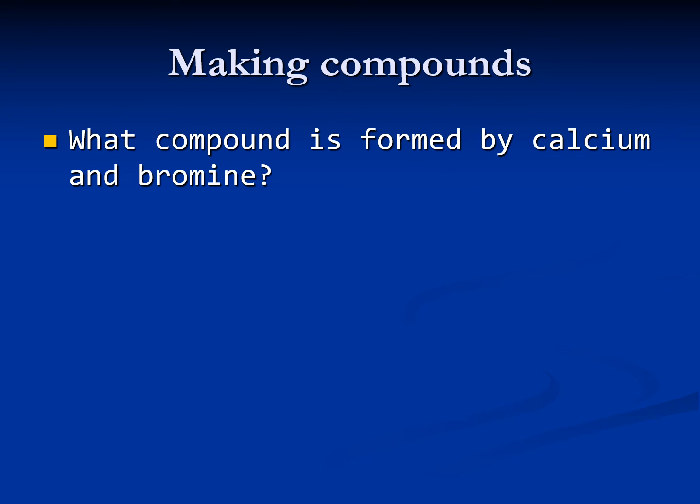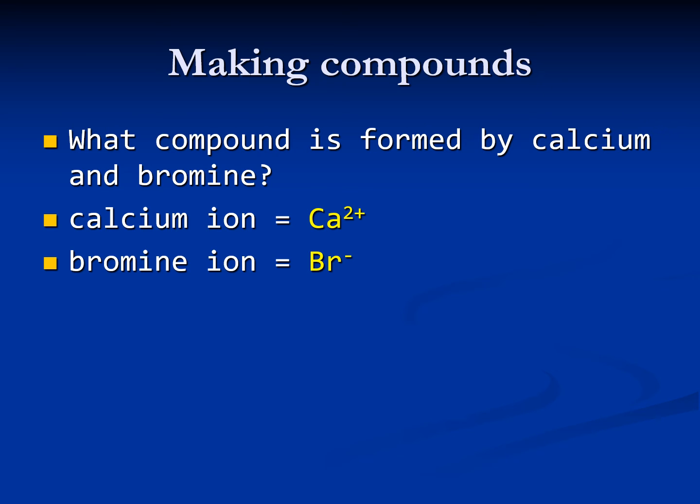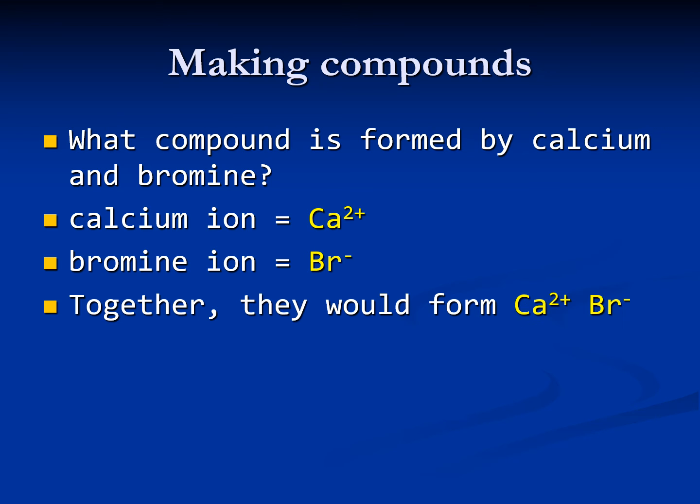What compound is formed by calcium and bromine? Let's go through the same steps. Find calcium on your periodic table. You'll find it in group 2, so it must have a +2 charge. So we'll write Ca with a little superscript 2+. Bromine stays bromide, so it's going to be Br- just like before. If you write those two ions side by side, you'll notice they do not add up to 0. This is not a good formula unit because we have to neutralize the charge.